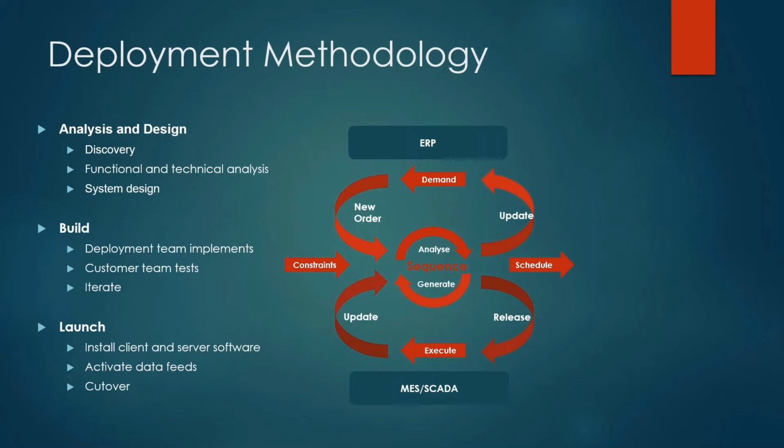But after launch, you have the scheduling engine in place, the ERP system and the MES system, and the production control team. This system, an advanced production scheduling system, does not replace a production control team. It aids the production control team in many ways, but it does not replace them. That's a very important point.